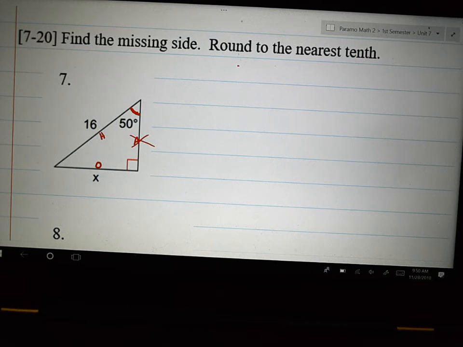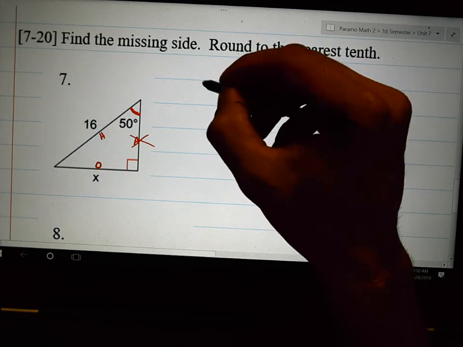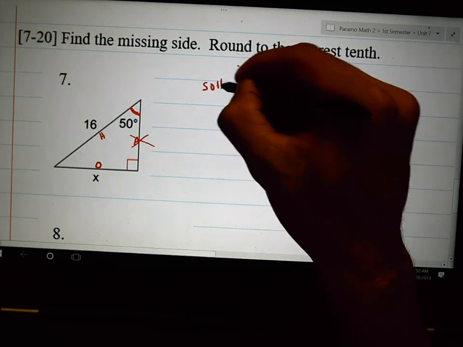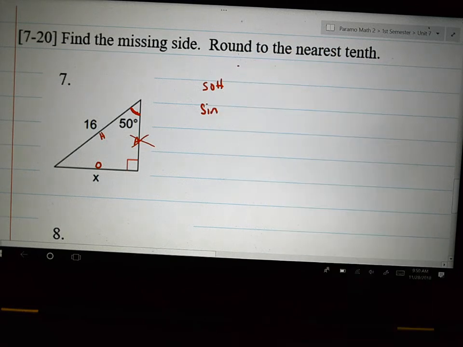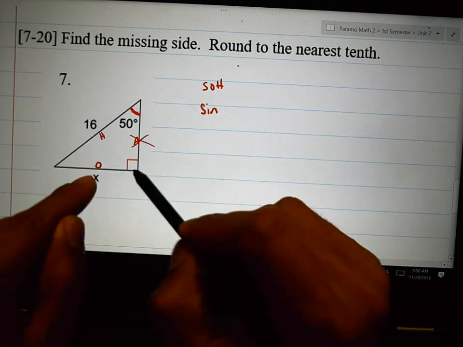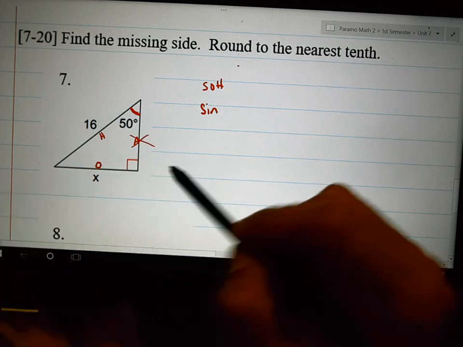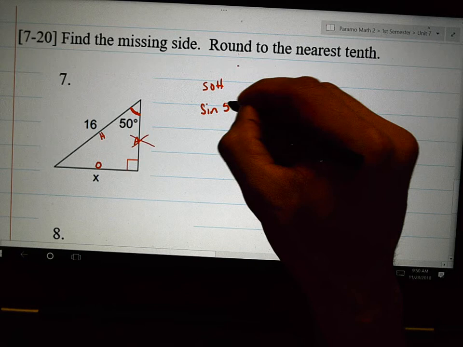So we're using the O and the H. So here's what we write. We're choosing SOH, so I'm going to use the sine of which angle? Is there a letter there? No, there's a number. Use the number because we're going to need that. We need the number. We need the angle.